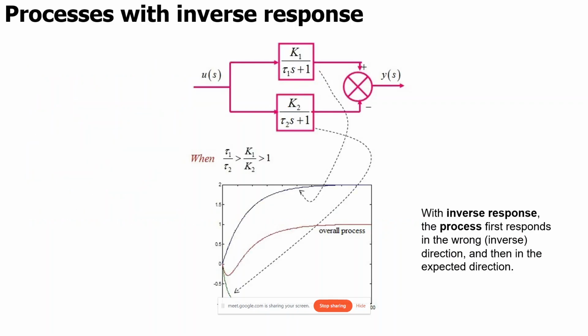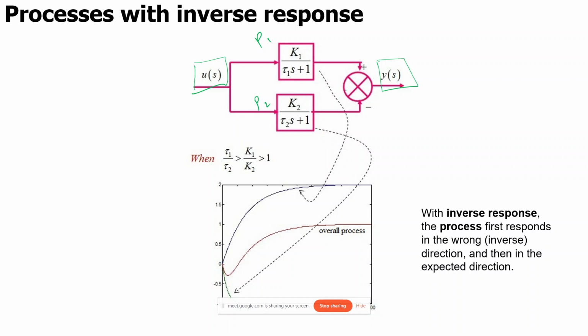Now let's take a look at processes with inverse response. We will be analyzing the response of processes which exhibit an inverse response. Let's say we have two processes connected in parallel according to this block diagram. U is the input of the system and Y is the corresponding output. P1 is given by this first order system K1 upon tau 1 s plus 1, the process 2 is given by K2 upon tau 2 s plus 1, and ultimately my output will be the difference of both of these.